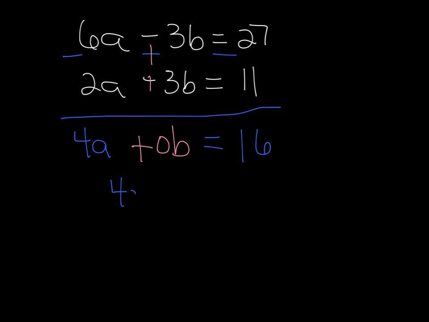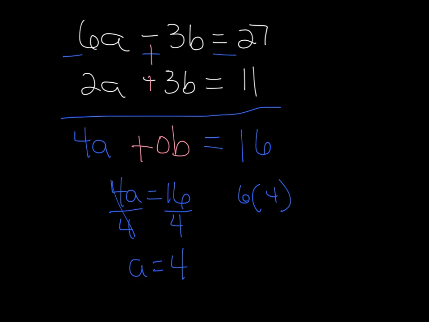So now I have 4a equals 16. Divide both sides by 4, and I get a is 4. So I'm halfway done, but now I'm going to use substitution and find b. You can substitute a as 4 back into either one of the original equations. It doesn't actually matter. I'm going to use the top one. So I take 6 times 4, because I'm going to plug it in for a, minus 3b equals 27. I've got to solve for b. So I have 24 minus 3b equals 27.